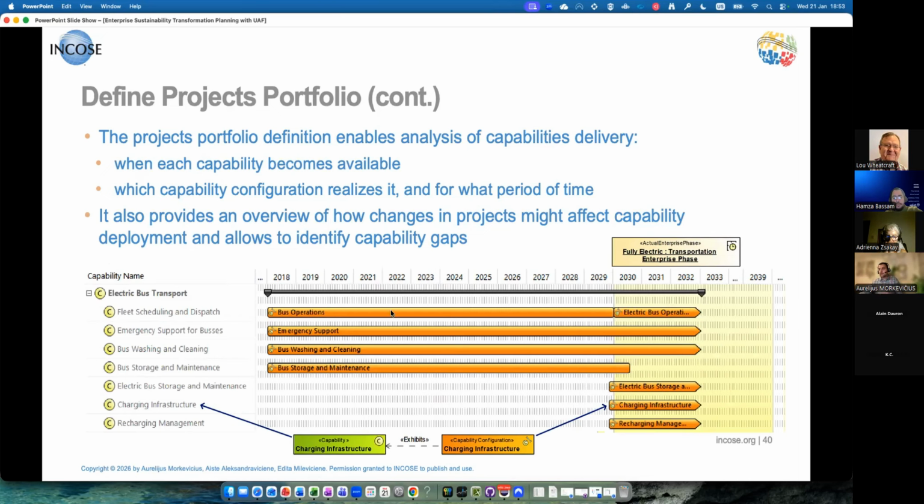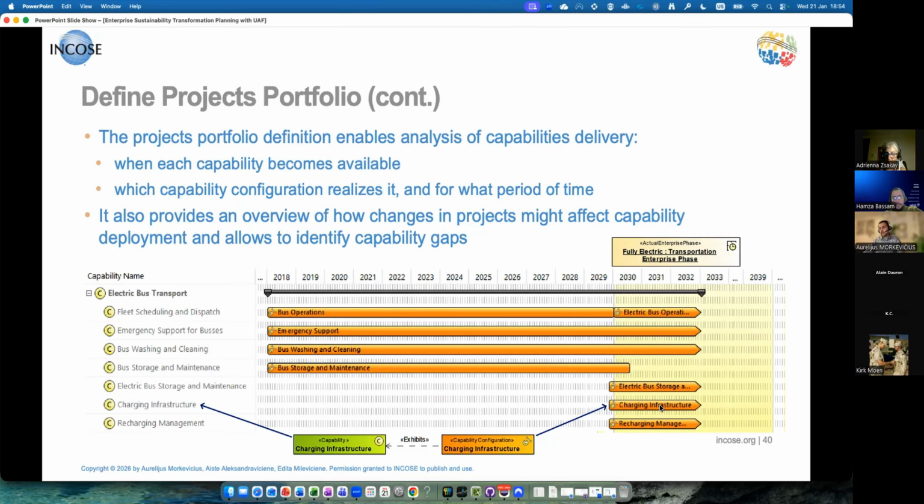Some of the others are upgraded. So for example, bus operations to electric bus operations. So we see we had it, we just upgrade it. Some remain exactly the same, such as emergency support, but some are completely new. And this is where, on our plan, the people that need to understand the planning, based on the project plan, can actually see when the capabilities are going to be deployed.